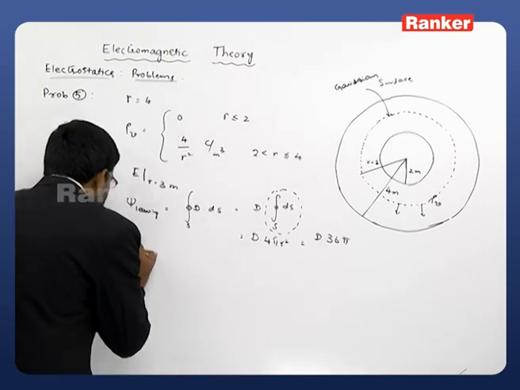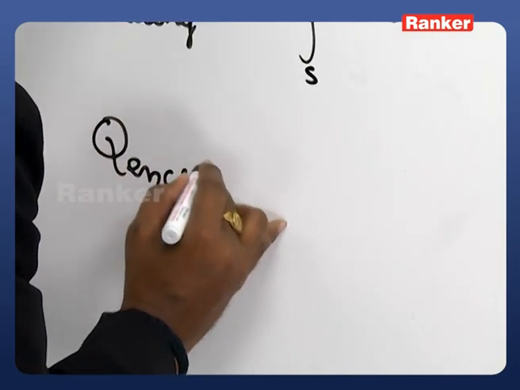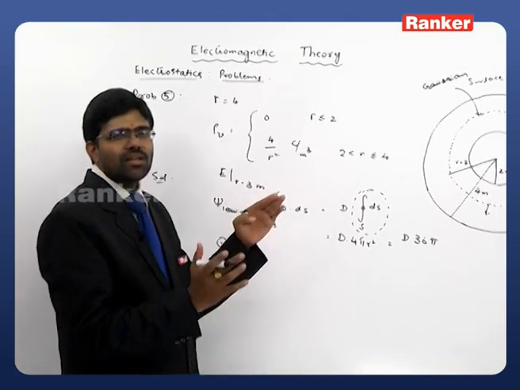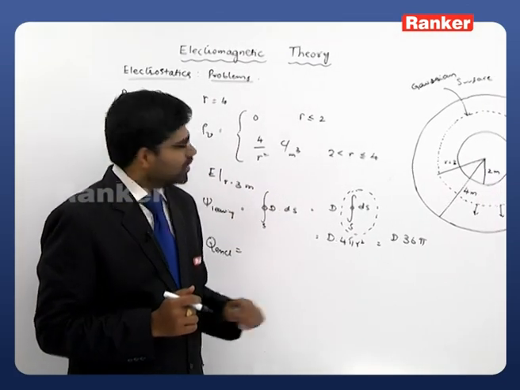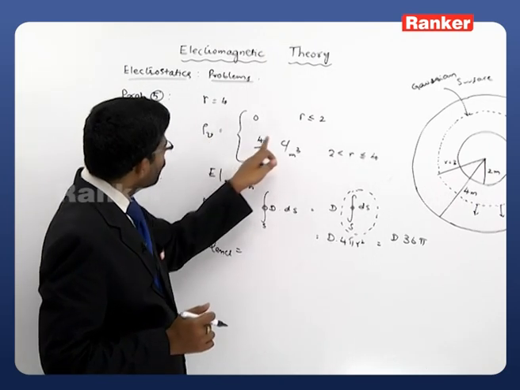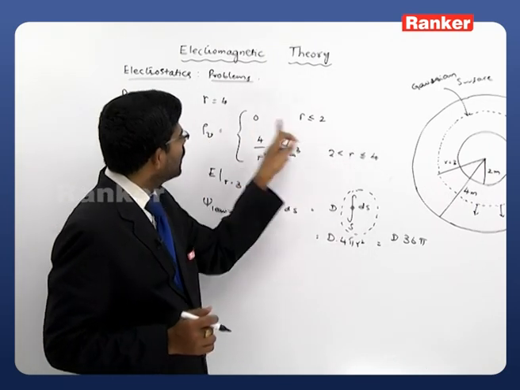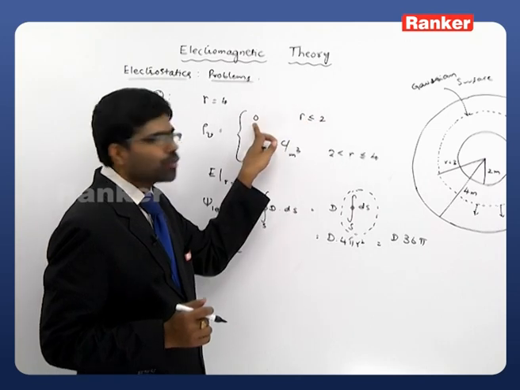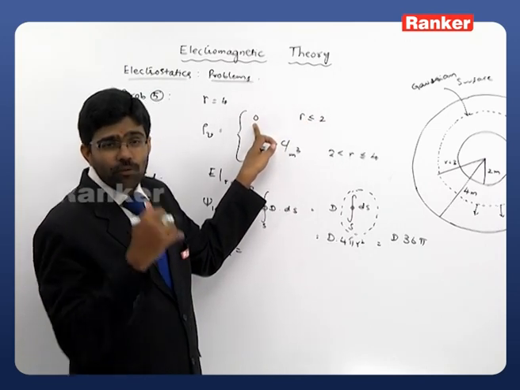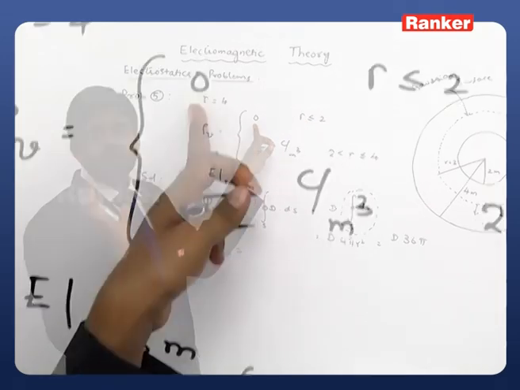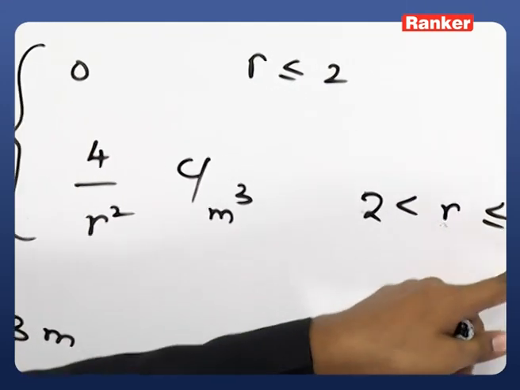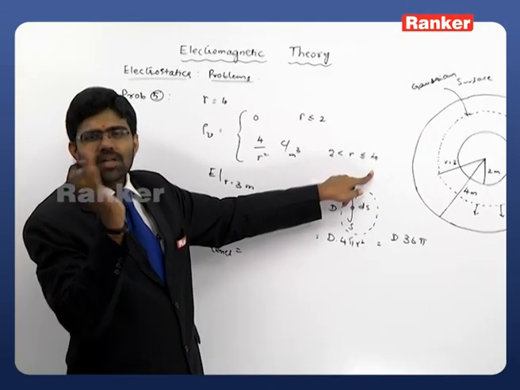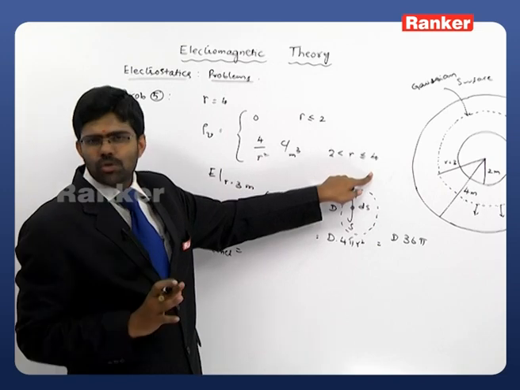So the total charge enclosed, Q enclosed, can be calculated using its charge density. The charge density given to us is 4 by r square from 2 to 4, and for r less than or equal to 2 it is 0. So if you observe, the charge is distributed only in the region 2 to 4, and below that, r equal to 2, there will be no charge.